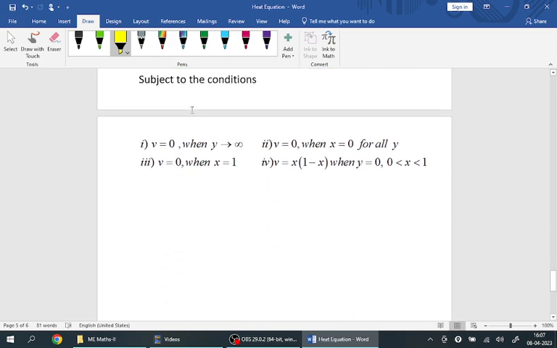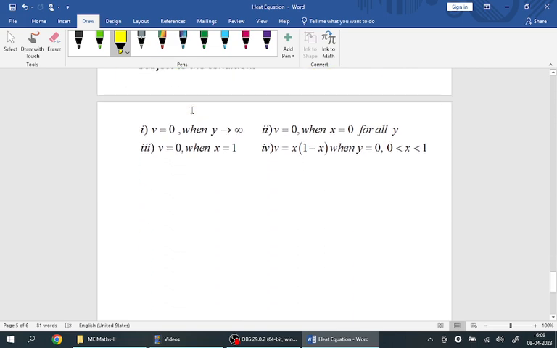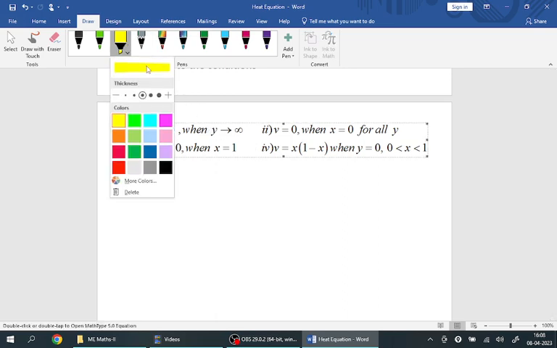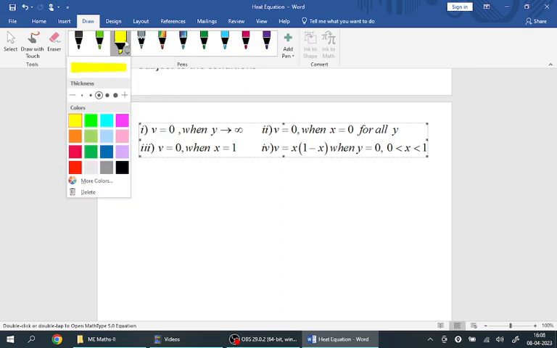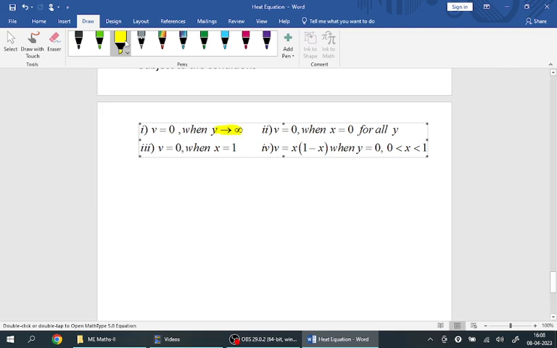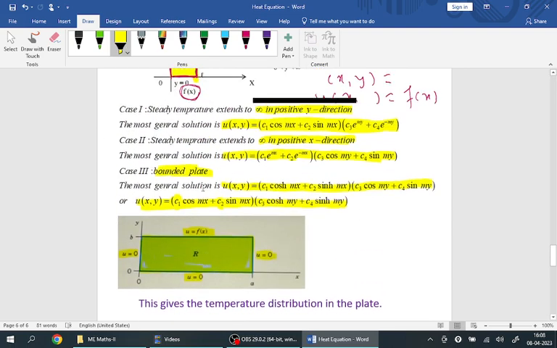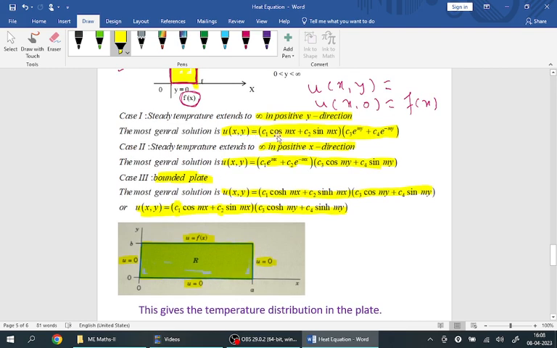You can draw the diagram also if you want, and without a diagram also you can continue. But you should identify which type of plate you are given. Here y is equal to infinity, which indicates the plate is unbounded along the y direction. If it is unbounded along the y direction, what should be the solution? The solution is this first one: (c1 cos mx + c2 sin mx)(c3 e^(my) + c4 e^(-my)).